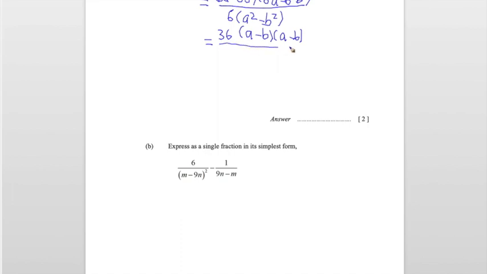And difference of two squares is a minus b times a plus b. So this is cancelled out and this cancelled out. So we're left with 6 a minus b over a plus b.